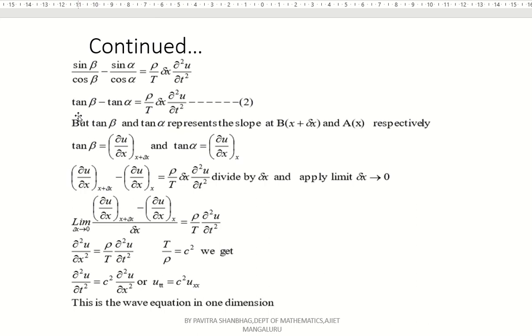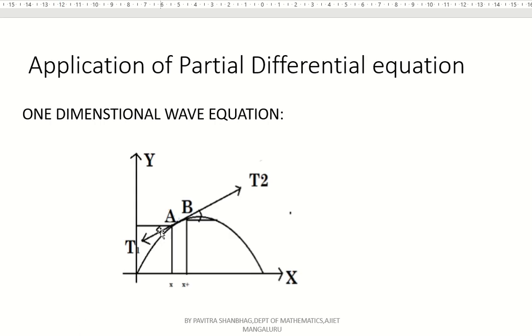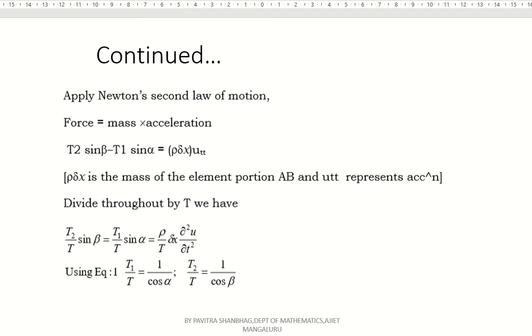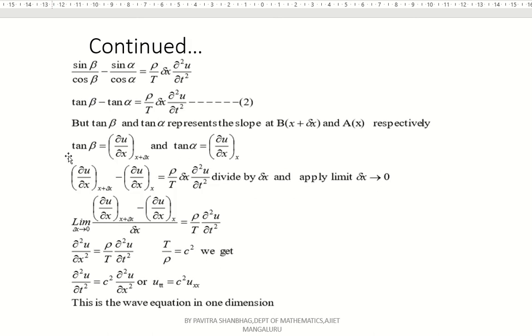Now mention here, tan beta is what? Dou u by dou x at the point x plus delta x, because from the figure, alpha is here at the point A, that is x. Beta here is at the point x plus delta x, because this length is delta x. Okay. Now what will we get here? Tan beta represents dou u by dou x at the point x plus delta x, minus tan alpha, which represents dou u by dou x at the point x, equal to, write as it is, rho by T delta x dou square u by dou t square.